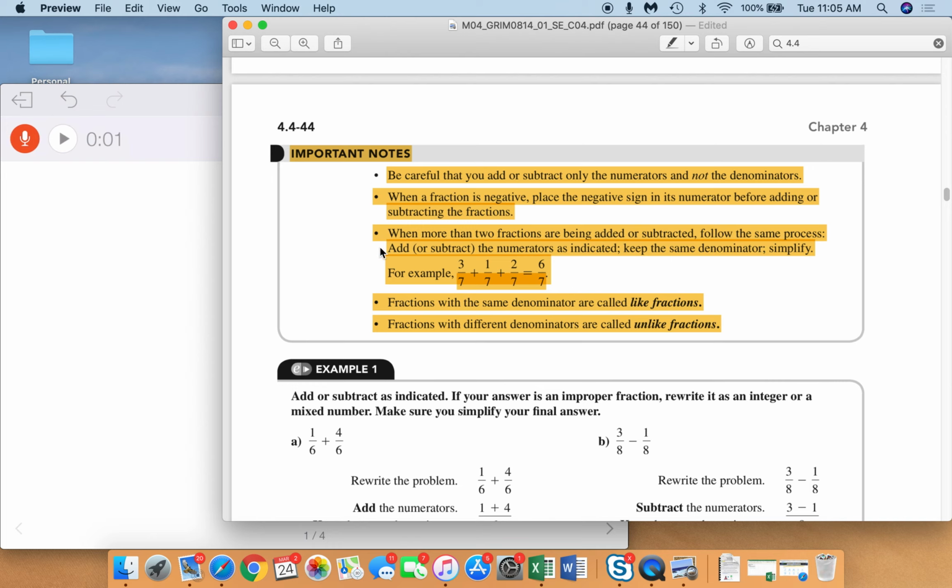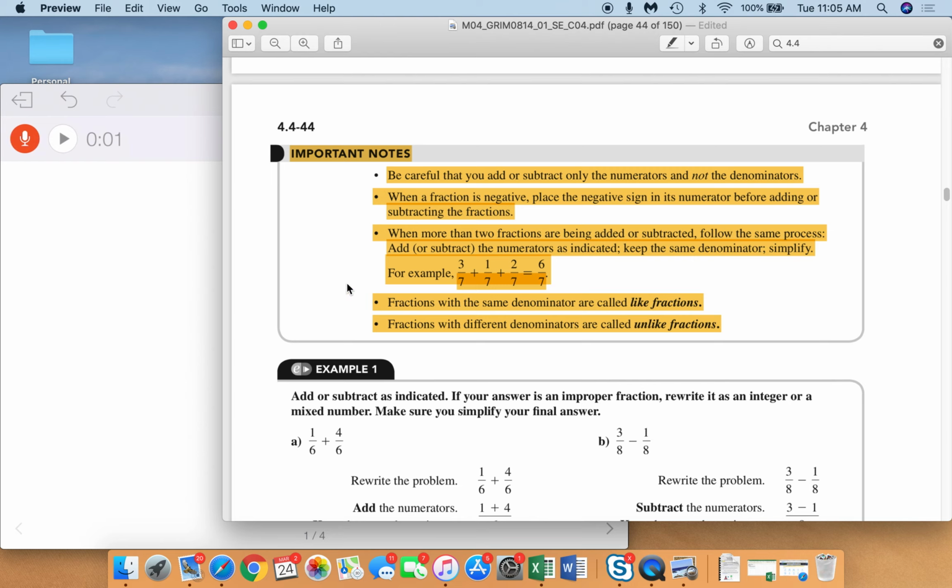When more than two fractions are being added or subtracted, follow the same process. Remember how we would just do left to right. So add or subtract the numerators as indicated and keep the same denominator. So here you have all the same denominators of 7. So you do 3 plus 1 is 4, plus 2 is 6. So 3 sevenths plus 1 seventh plus 2 sevenths equals 6 sevenths.